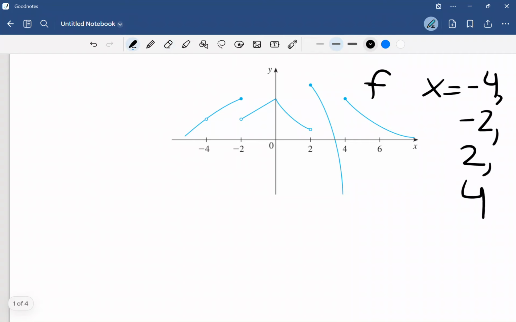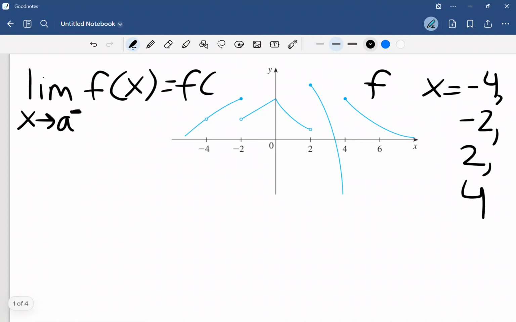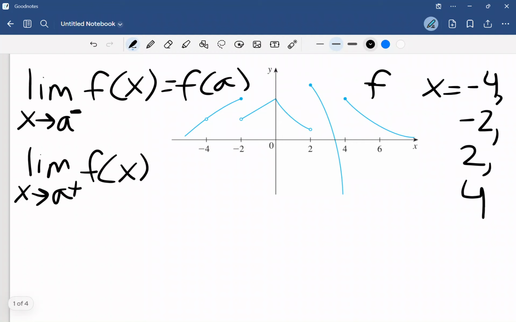So now we've identified where our function is discontinuous. We've identified what kind of discontinuity it is. Now let's think about whether it's continuous from the right, left, or neither at these points. So let's remember the definition of continuous from the left. That means as x approaches a from the left, f of x is equal to f of a. And continuous from the right is that the limit as x approaches a from the right of f of x is equal to f of a.